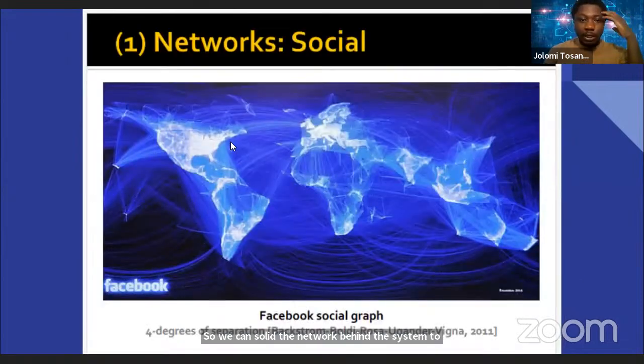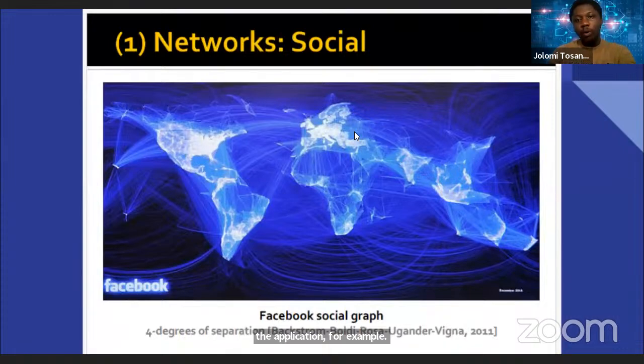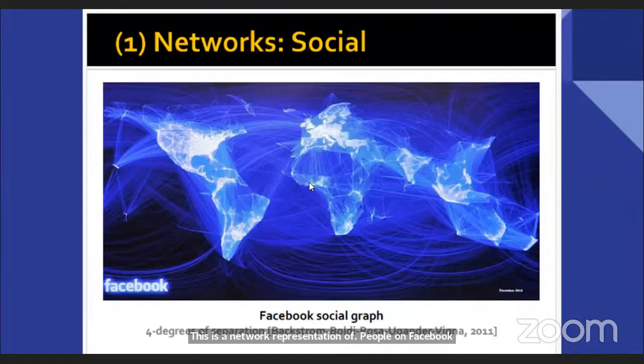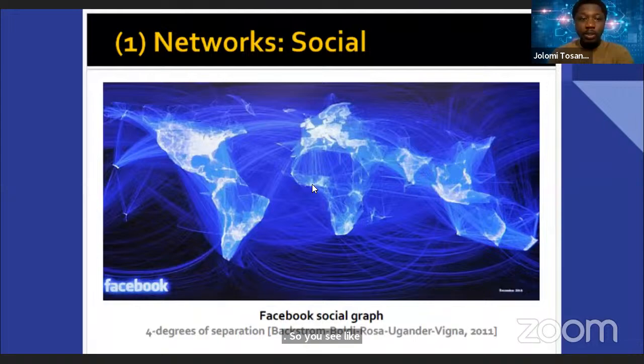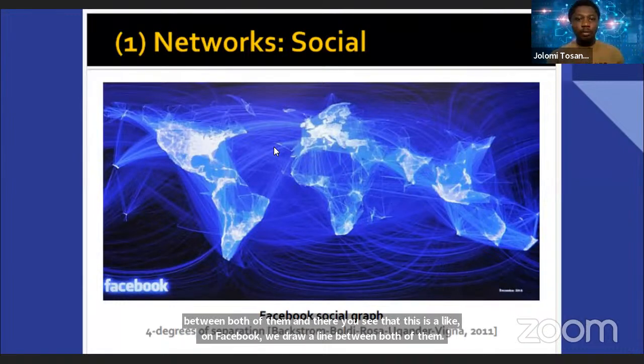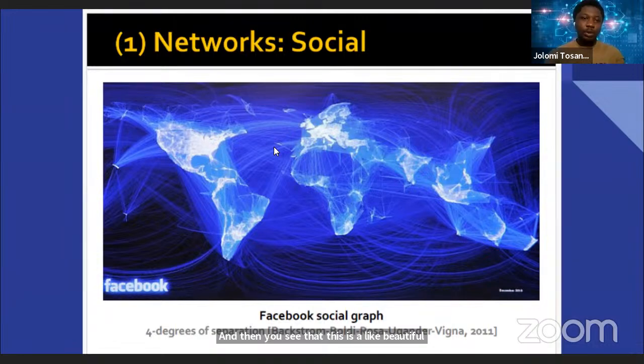Then we look at networks and their applications. For example, this is a network representation of people on Facebook as of 2011. Each node, which is a dot here, is a user of Facebook. Maybe that user is in Nigeria or the US or Europe. If they are friends on Facebook, we draw a line between both of them. This is a beautiful representation of the complex system of Facebook. It is a nice way to view the interactions between people and the connectivity of people across the world.